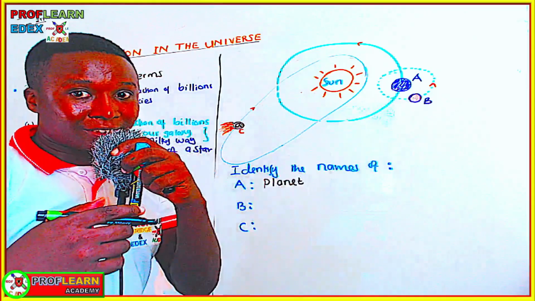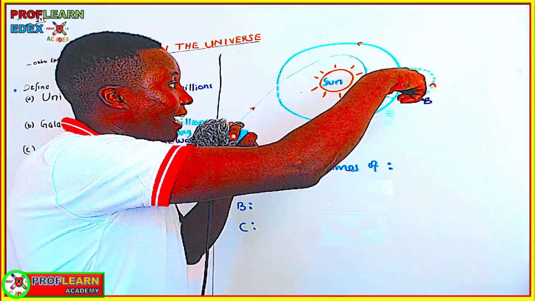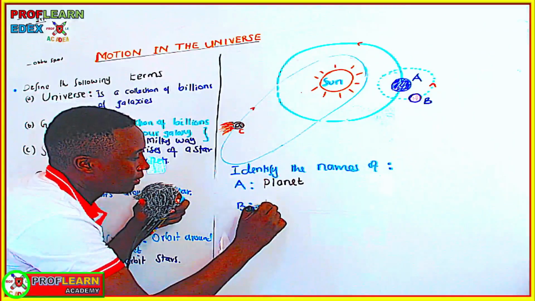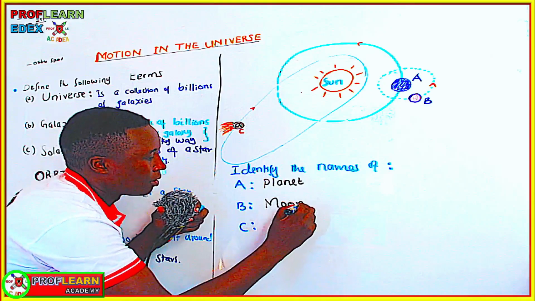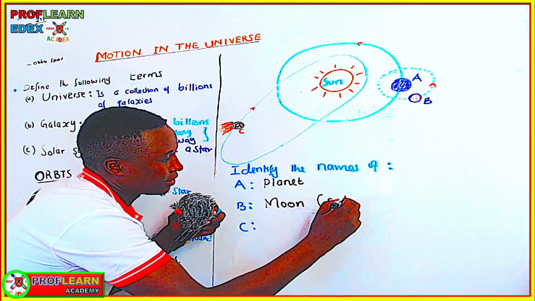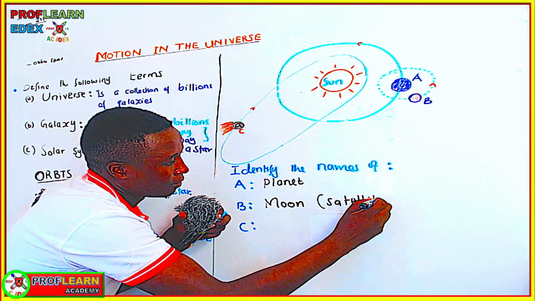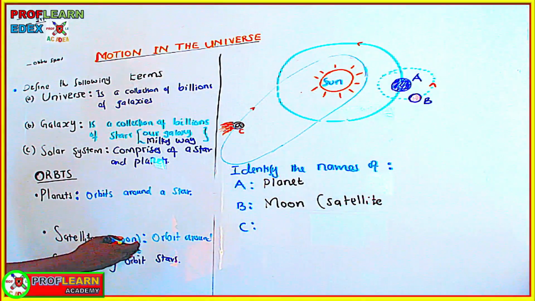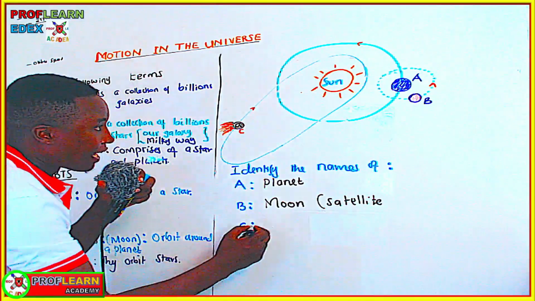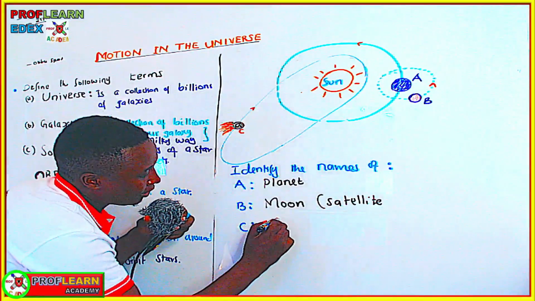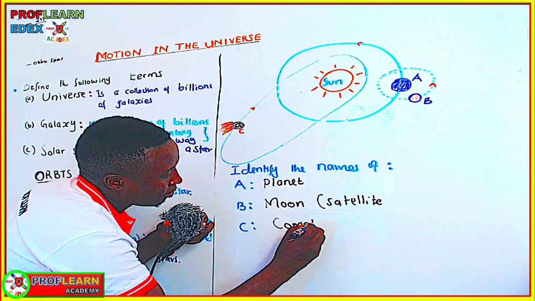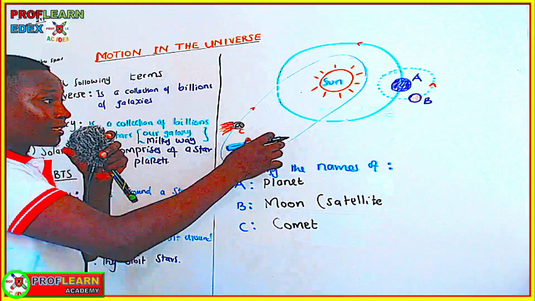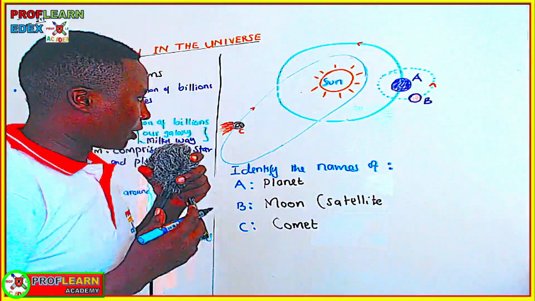B, because this body B is orbiting around a planet, it must be a satellite. We can say this is the moon. Satellite. So satellites orbit around planets. That's what we said here. And C is actually a comet. We are saying it's a comet because its orbit is elongated and elliptical.